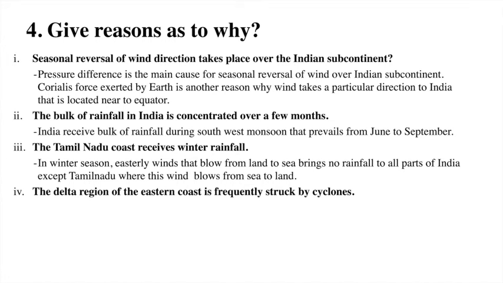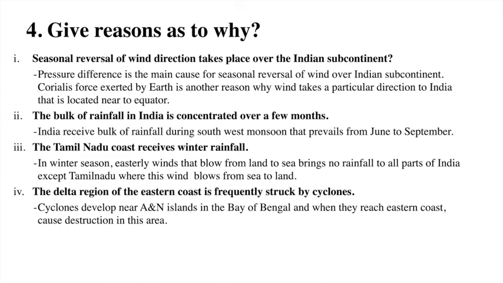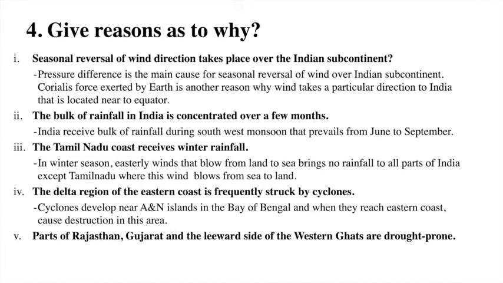The delta region of the eastern coast is frequently struck by cyclones because cyclones develop near the Andaman and Nicobar Islands in the Bay of Bengal during the winter season. When they reach the eastern coast, they cause destruction in this area. So that is why the delta region of the eastern coast is frequently struck by cyclones.